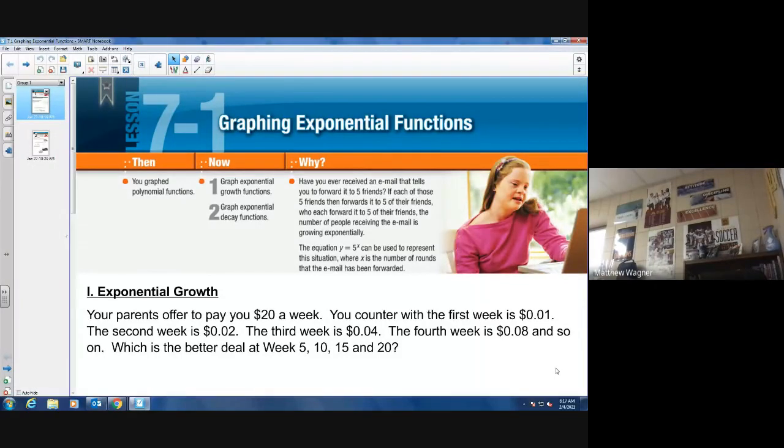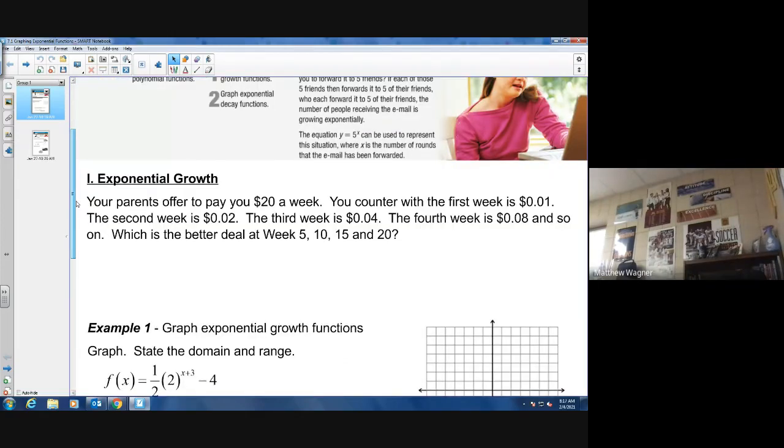All right, today we're going to take a look at 7.1, graphing exponential functions. All of chapter 7 is going to be based on exponential functions and logarithmic functions. A lot of the material we're going to cover you may or may not have seen before. As we get further and further into the year, some of the stuff you might have seen, the basics, but for the most part, a lot of this is going to be new. So we're going to be looking at graphing exponential growth and decay functions.